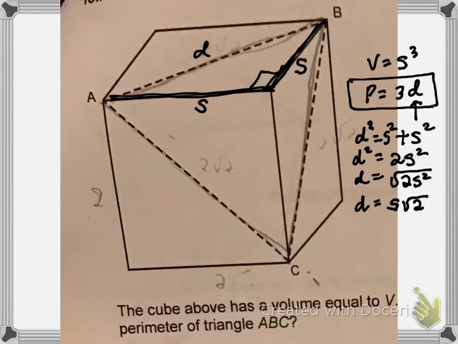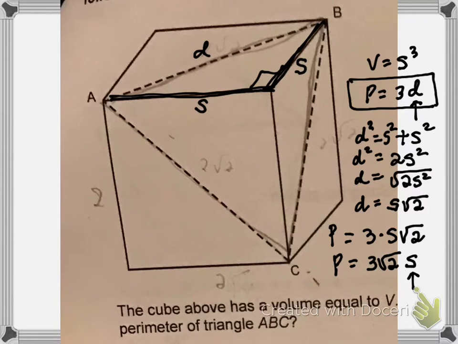So I can now replace my perimeter with 3 times, I'm now going to substitute D with S square root of 2. And this will be 3 square root of 2 times S, right? I'm just putting all the constants together. 3 times square root of 2, S. Now, I have the formula P, but it's still in terms of S. I have to change this S to a V.